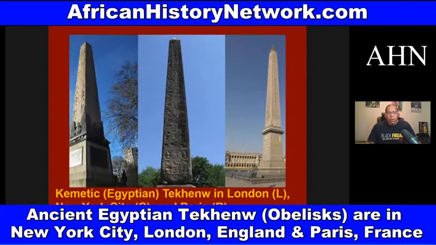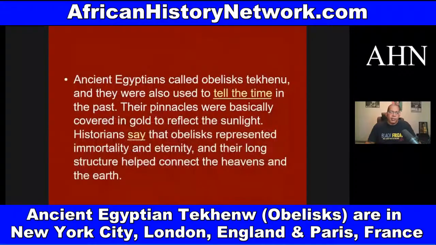There was a good article from face-to-faceafrica.com that deals with the Tekkens and the Tekkenu in London and New York City and Paris, France, because these Tekkenu were taken throughout the world. Ancient Kemetic people called obelisks Tekkenu, and they were also used to tell time in the past. Their pinnacles were basically covered in gold to reflect the sunlight. Historians say obelisks represented immortality and eternity.